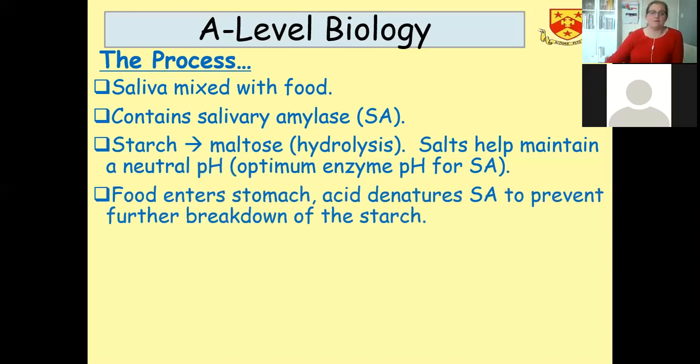Then the food will enter your stomach. The stomach acid that you've got in there actually denatures salivary amylase, and that's to prevent further breakdown of starch. Now there is reasoning behind this. Often we just say, oh yeah, the acids help break down the food, but actually if salivary amylase only works at pH 7, the second the food enters the stomach, we have acid in there, and the salivary amylase will no longer work.